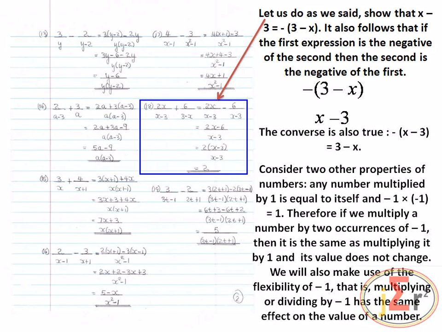Also, negative 1 multiplied by negative 1 is equal to 1. Therefore, if we multiply a number by negative 1 and multiply that number by negative 1 again, since negative 1 multiplied by negative 1 is 1, the result will be that same number. And we will capitalize on that fact as we continue.